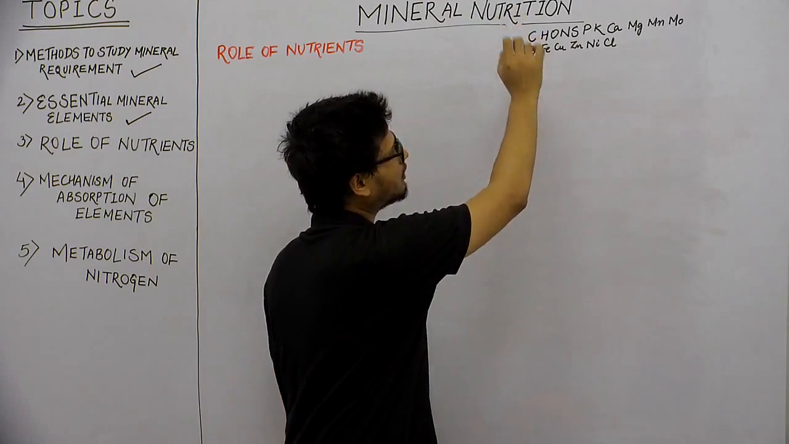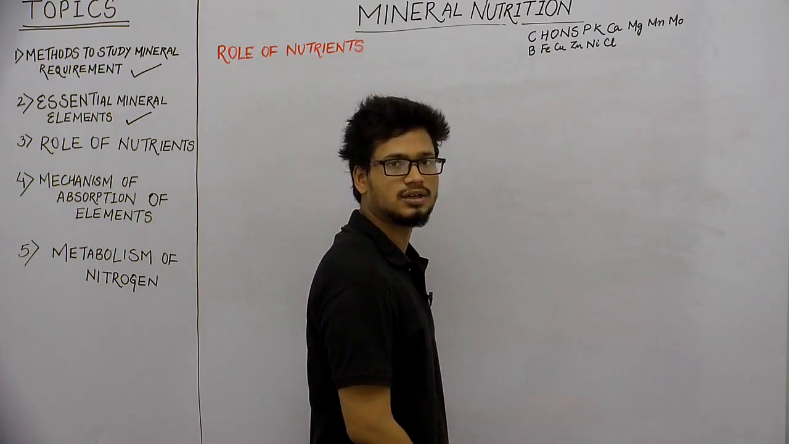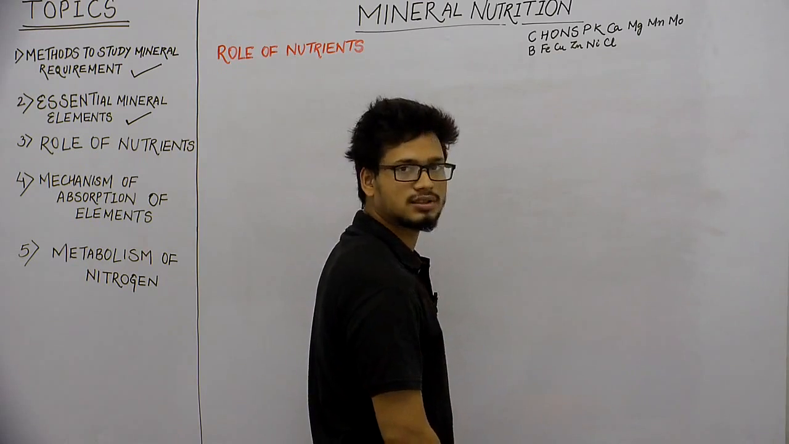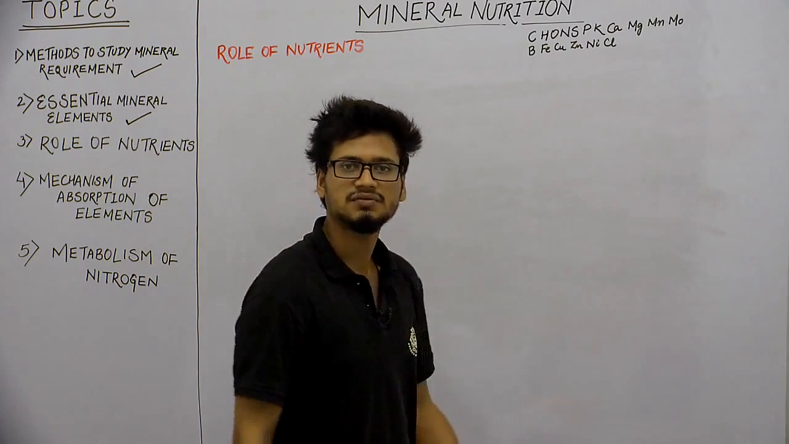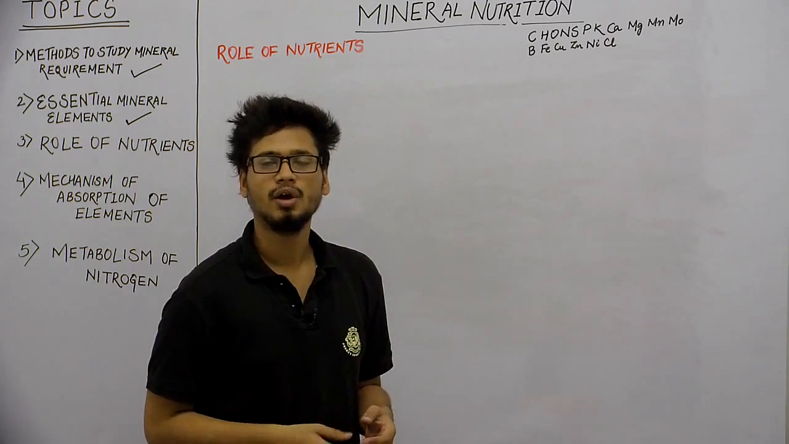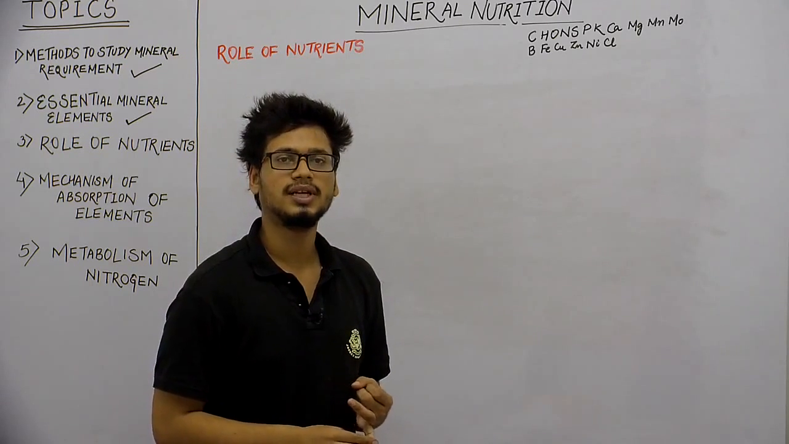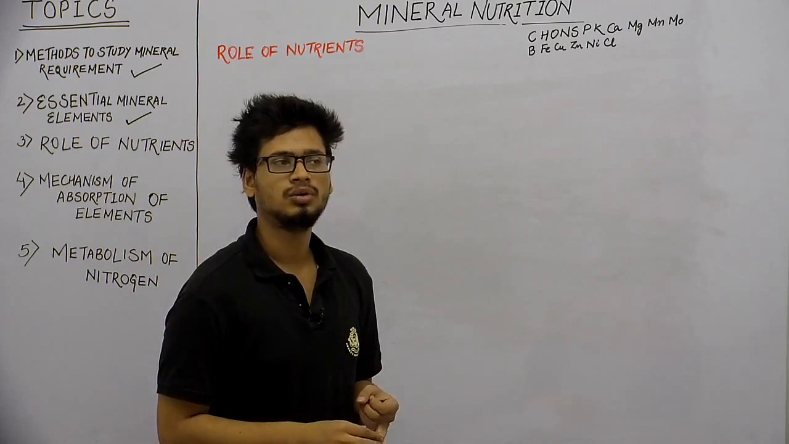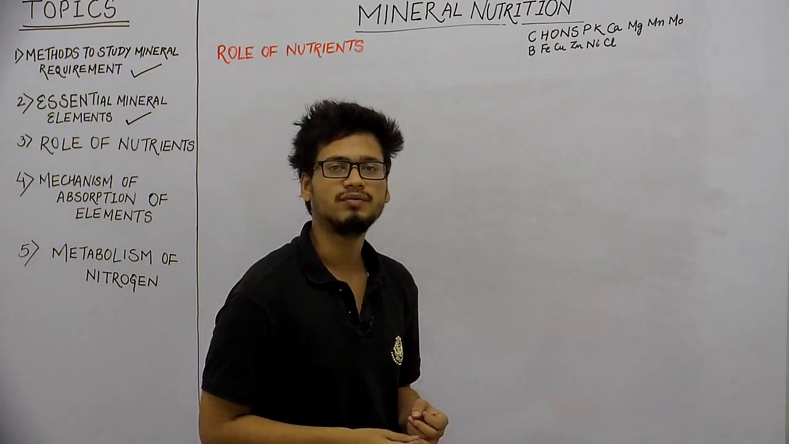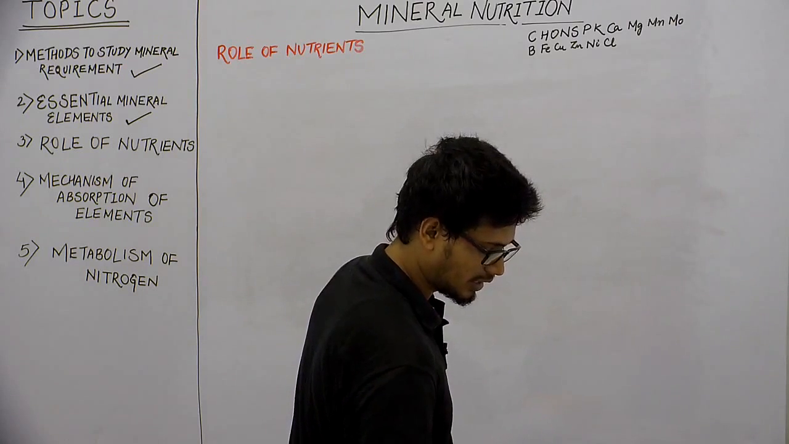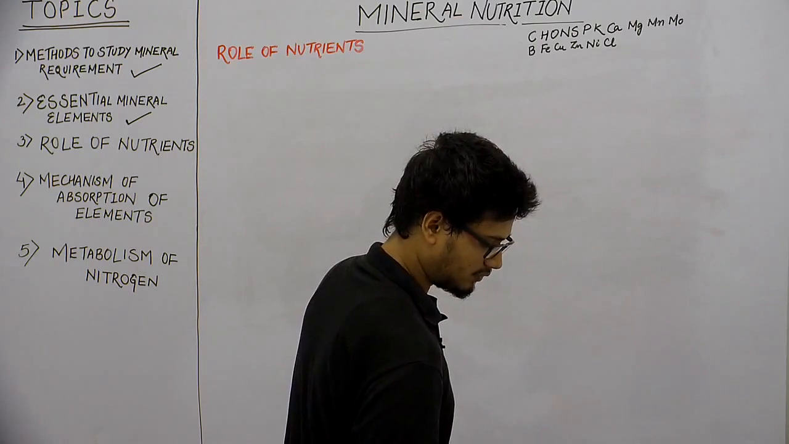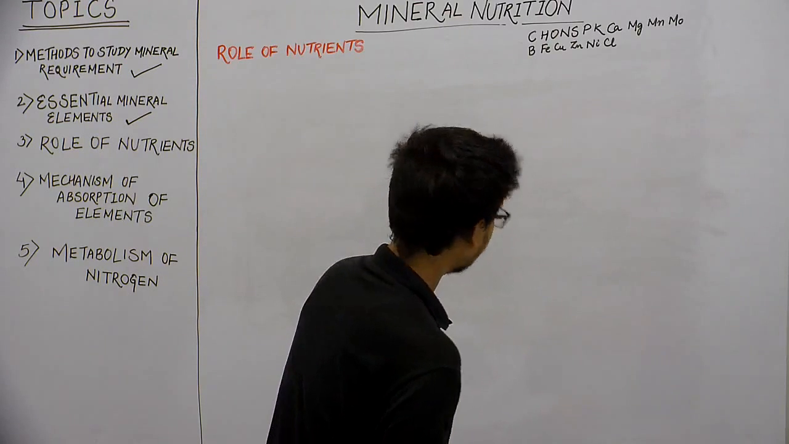We will talk about each and every one of these 17 elements. We will talk about their forms, in which form they are absorbed in the soil, where in the plant body they are required, and what their roles are, what important functions they fulfill or perform. The first and the most important one which we will talk about is nitrogen.